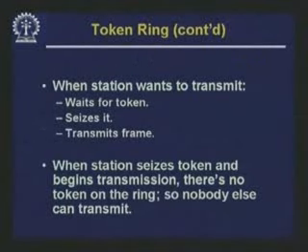So when a station wants to transmit, it has to wait for the token, then it has to seize it, and then it transmits the frame. When a station seizes the token and begins transmission, there is no token on the ring, so nobody else can transmit. So there is no contention or collision as such, because only the station which has got the token can transmit. All others do not transmit.